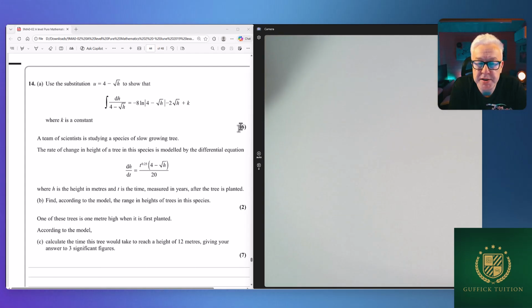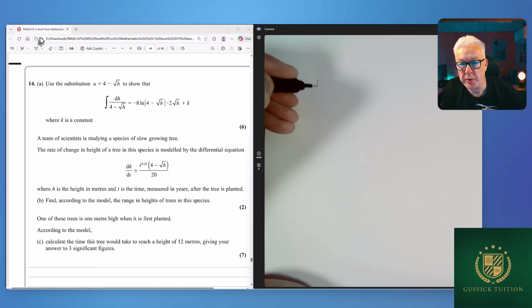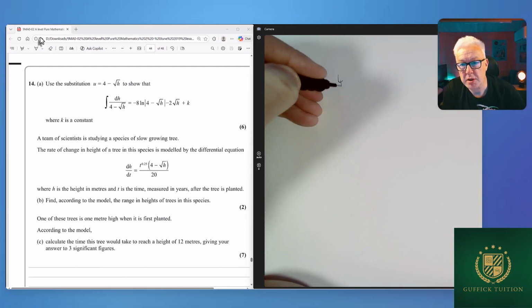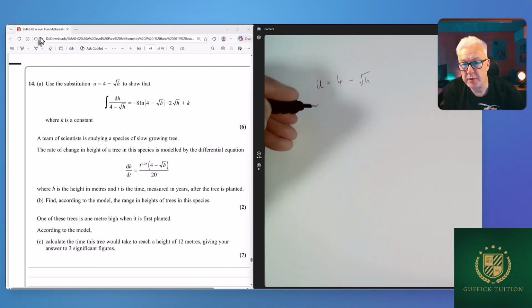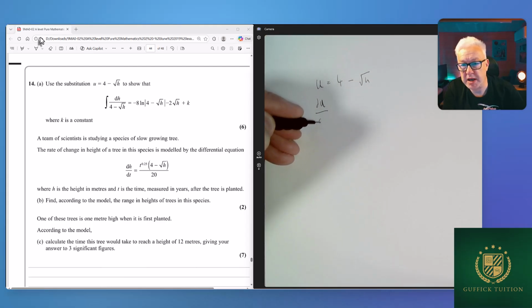Hi everyone, we've got an A-star 15 mark integration by substitution question here, which is the last question on a paper. It says use the substitution u is equal to 4 minus root h to show that that is the case. So first of all, we're going to write down our substitution, 4 minus root h, and then we're going to differentiate it with respect to h.